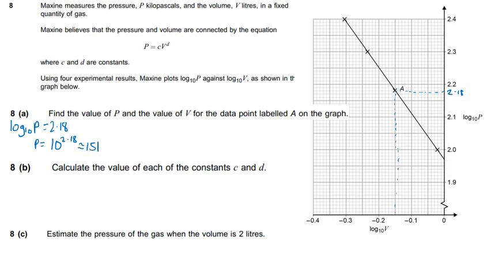V, so log 10 V, if we go down, well, that's halfway between minus 0.1 and minus 0.2, so that's minus 0.15. So in the same way, anti-logging that, 10 to the power of minus 0.15 is about 0.708. Okay.